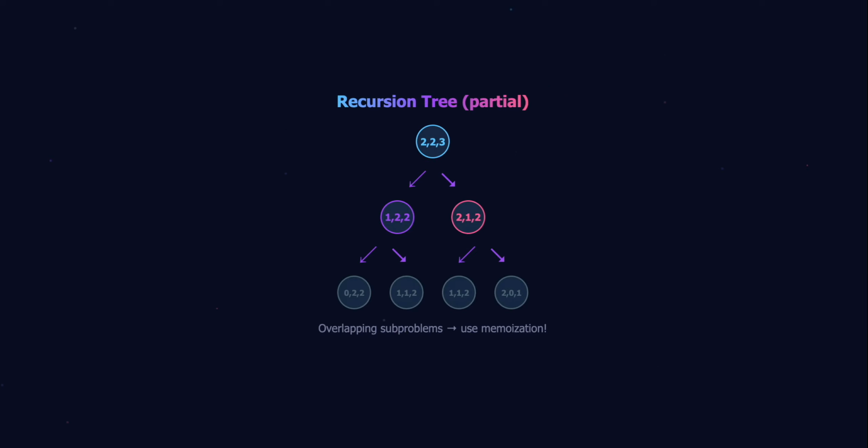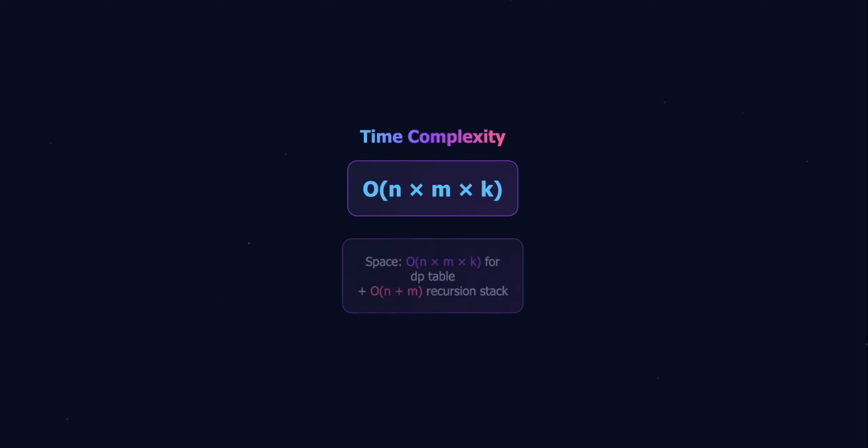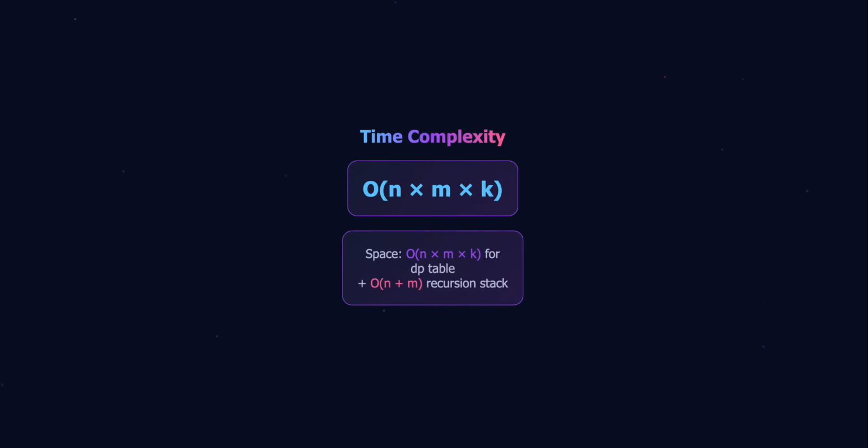The recursion builds a tree of calls. Each call branches into at most 2 subcalls, one going left and one going up. The DP table stores computed results, so each state is computed only once. This brings the time complexity down to O of n times m times k.